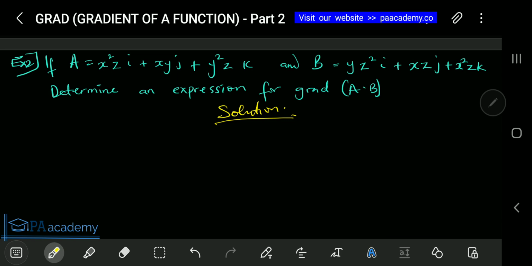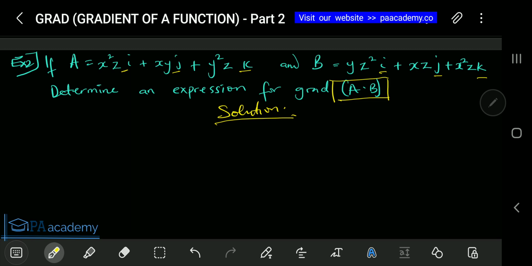All right, if you look at this question, just know that this i, j, and k are the coordinates for A and B respectively. Also, we are asked to determine an expression for grad A dot B. Now it's more like a two-in-one kind of question. Since we have A dot B, that is what we call the dot product. We have the dot product and the cross product.